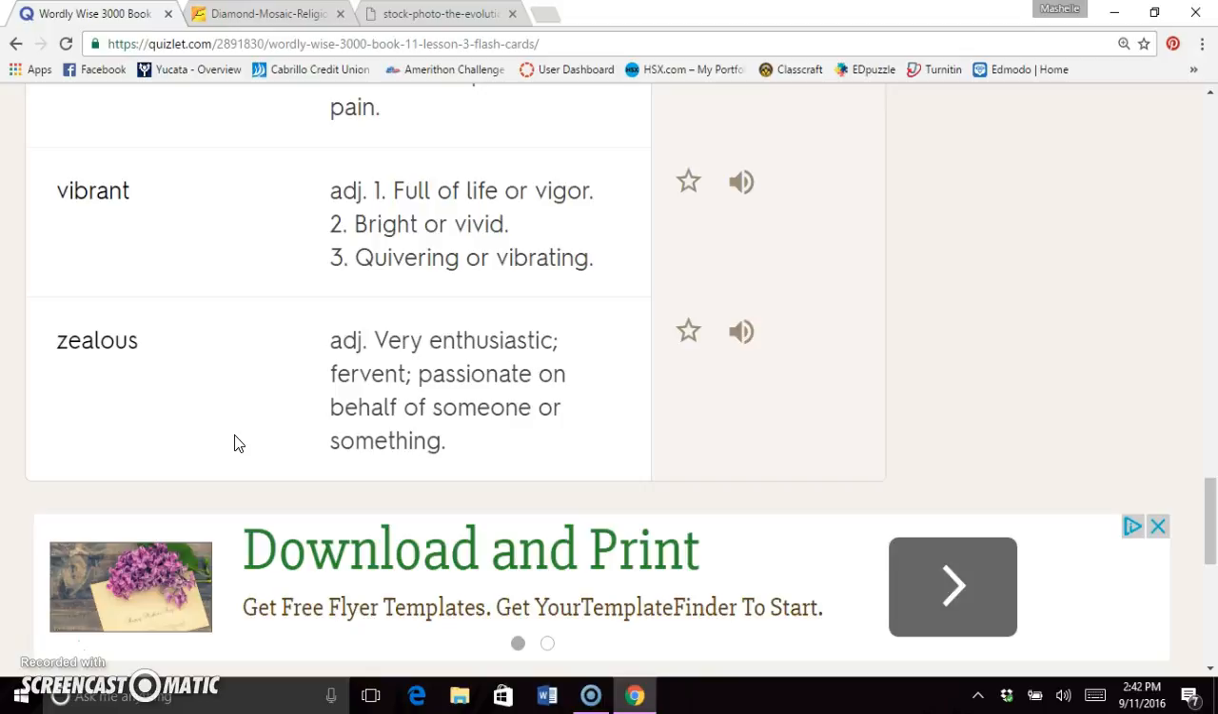And the last one, zealous. It's an adjective. It's very enthusiastic, fervent, passionate on behalf of someone or something. So if you're zealous about something, you stand behind it and you believe in it and you talk about it and you protest over it.